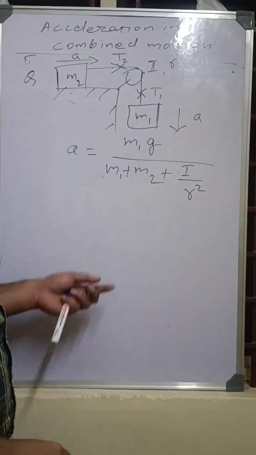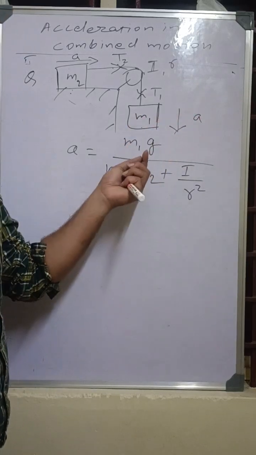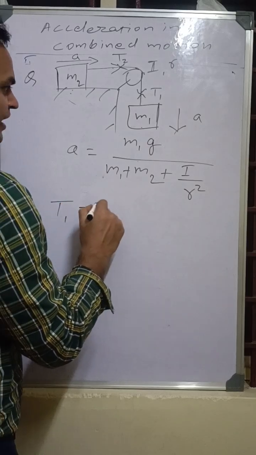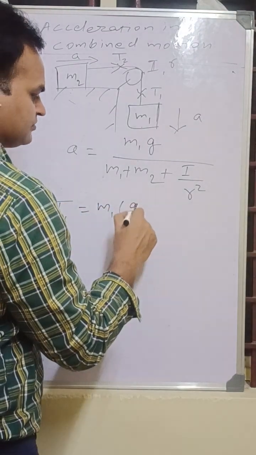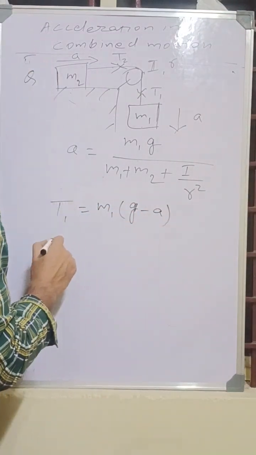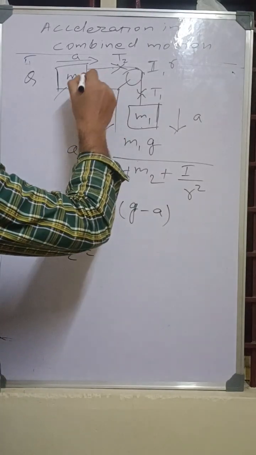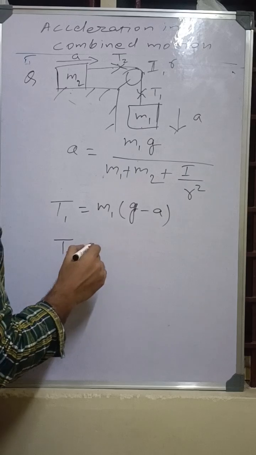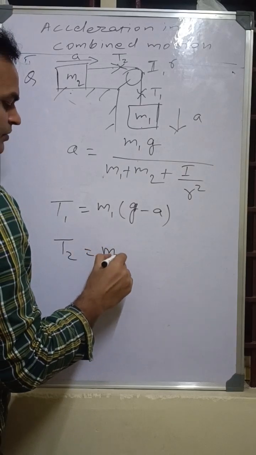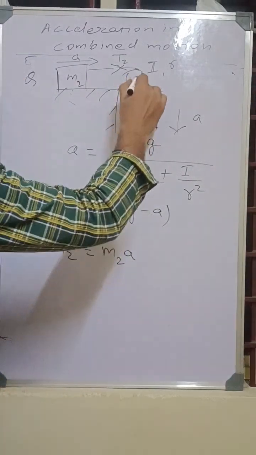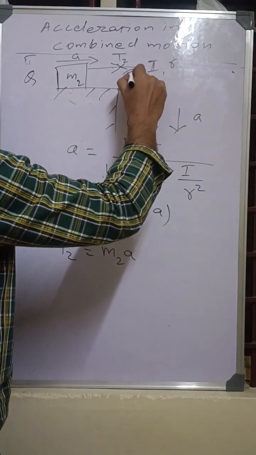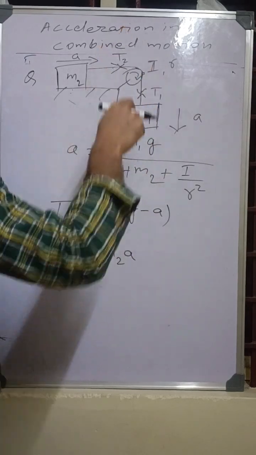If you find the value of A, then you can easily find the value of tension T. T1 will be M1 into G effective, G minus A. And what will T2 be here? Only T2 is responsible for the acceleration of M2, so T2 equal to M2 into A. And what will be the net torque? It will be accelerating in this way, in the clockwise direction.